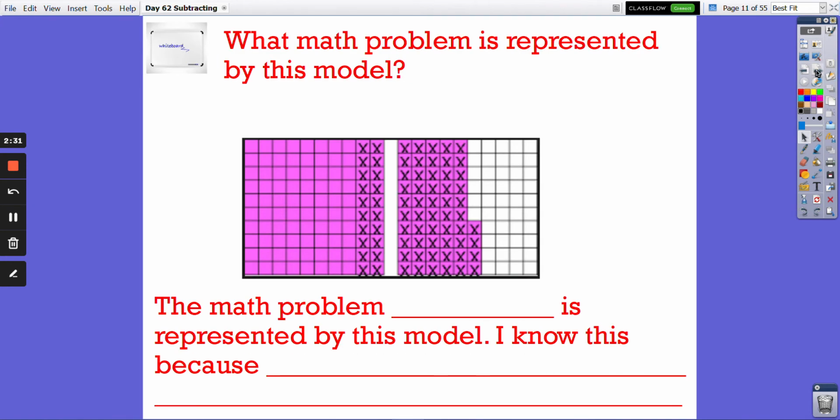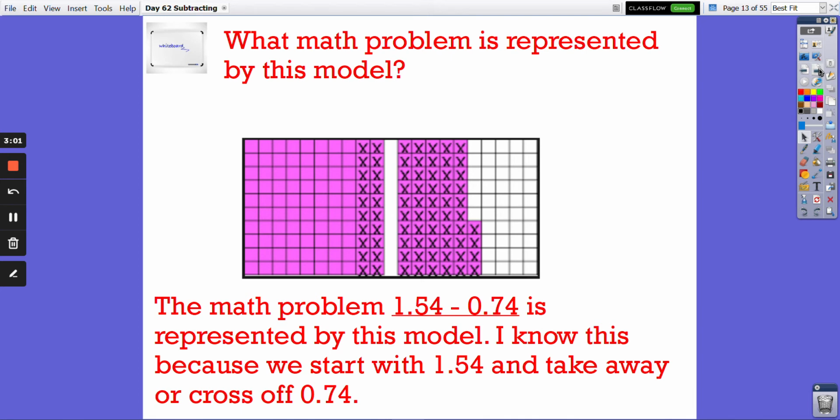Here's a problem that I'd like for you to work on your whiteboard. What problem is being represented by this model? Pause the video and write down the problem. Okay, the problem here is 1 and 54 hundredths minus 74 hundredths. Go ahead now and find the difference. Solve this subtraction problem. Pause the video.